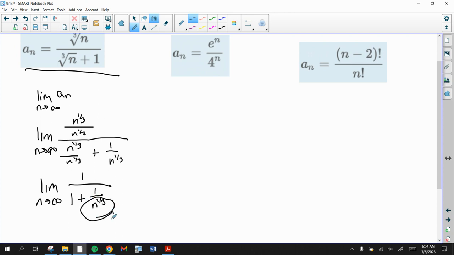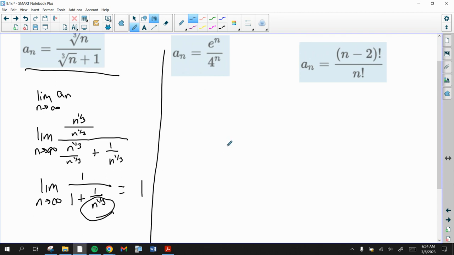n to the 1/3 is going to go to infinity, so 1 divided by infinity is going to pretty much be 0 here. So this limit is 1, just like we thought it was going to be. So this sequence converges to 1. That's it. So we're going to do the other two in similar ways.